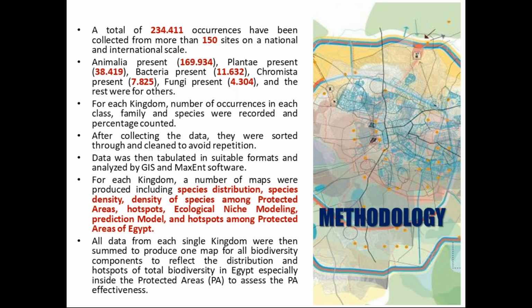presenting the main kingdoms of biodiversity: Animalia, Plantae, Bacteria, Chromista, Fungi. Then it was cleaned to remove duplication, and each class was presented where the data sources were cited. For each kingdom, species distribution, species density, or protected area hotspots were done. Next slide, please.